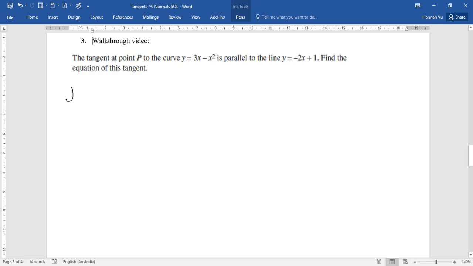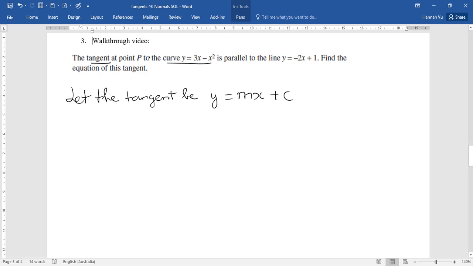Once again, I'm going to start with the general form. Let the tangent be y equals mx plus c. There are a few pieces of information that you get from this. First of all, this tangent is a tangent to this curve, which I don't think we can really use yet because I don't know at what x value the tangent touches the curve.